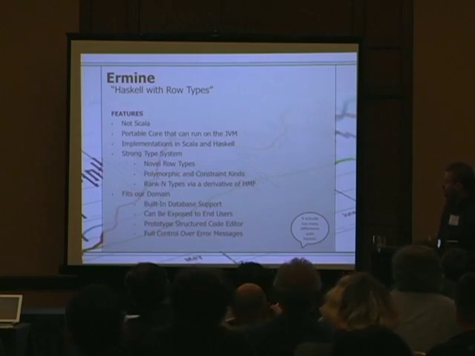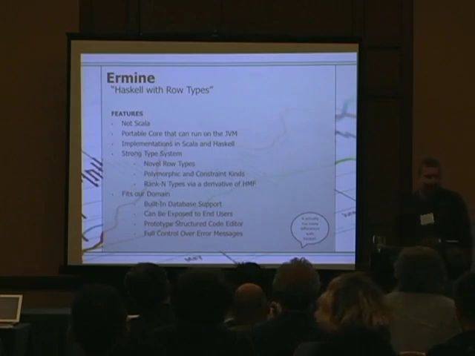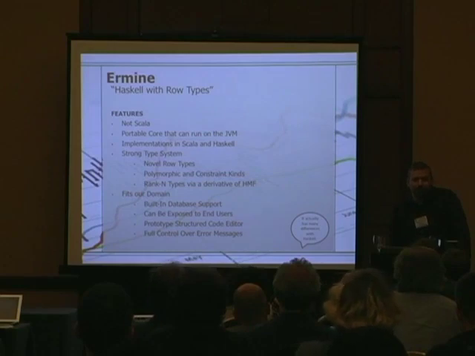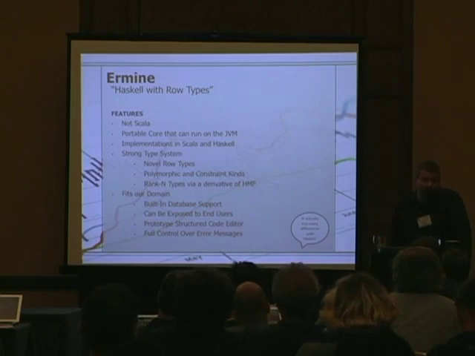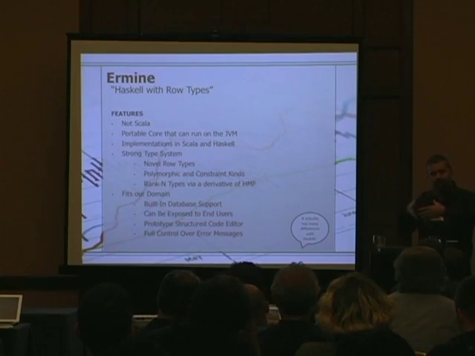So the implementation of this was originally built in Scala until the compiler tech just got to the point where we were spending more of our time fighting with Scala than we were improving our compiler. And so we started a new implementation of the compiler for Ermine written in Haskell itself. And then what we do is we compile down from Ermine to a portable core that we can then execute in Scala.